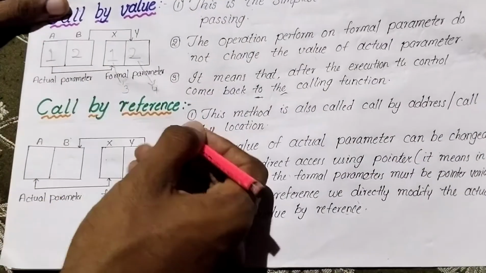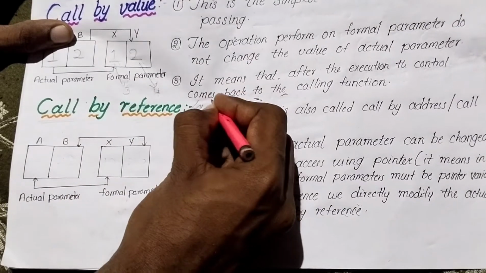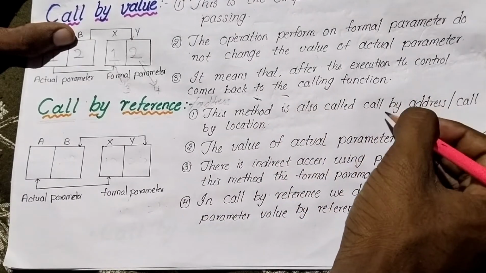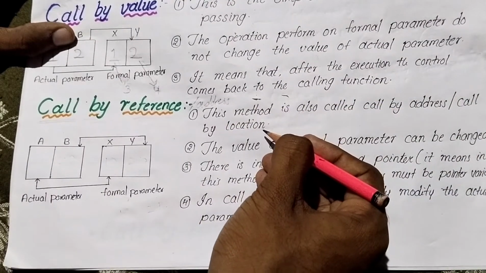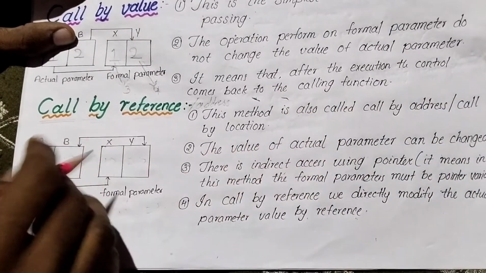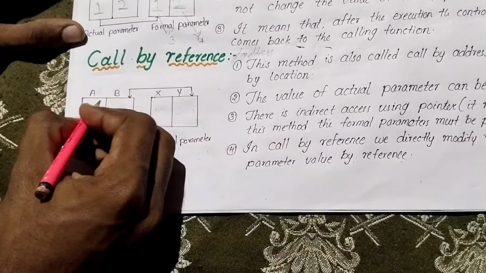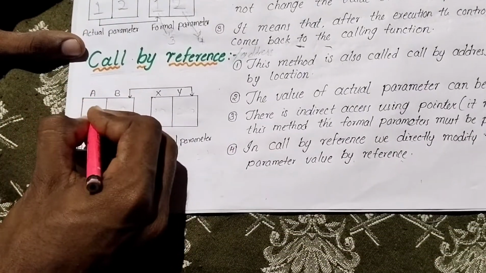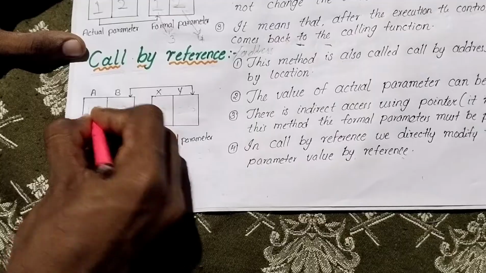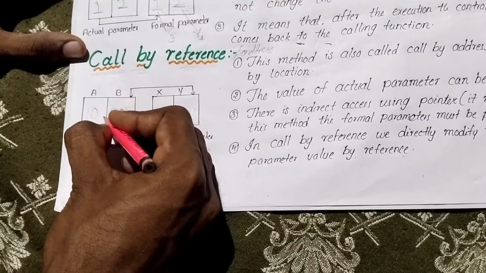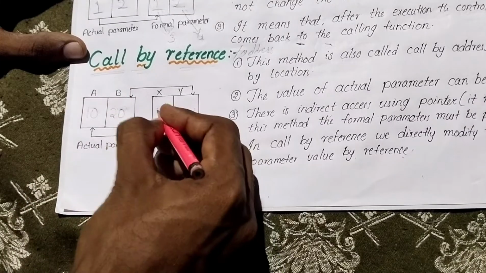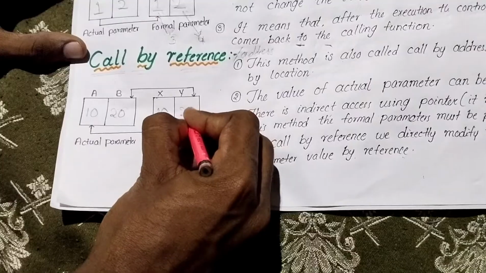Now, call by reference. Reference means address. This method is also called call by address or call by location. The value of the actual parameter can be changed. Let us see how. Let me take the actual parameter values as A equal to 10, B equal to 20. As soon as the values are given, they are passed into the formal parameters as 10 and 20.